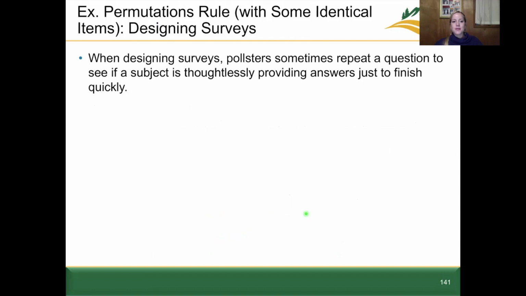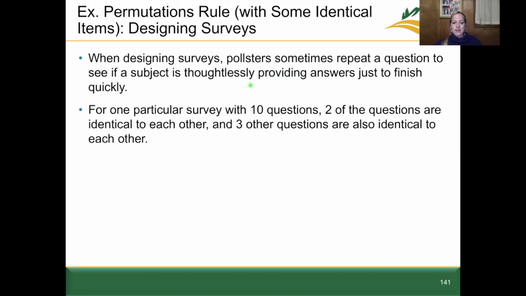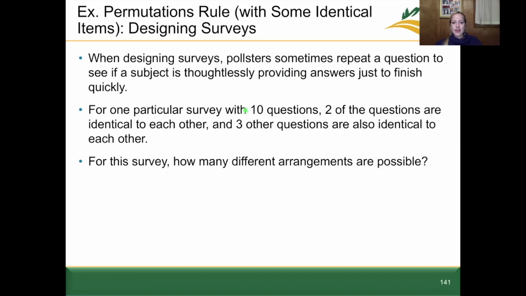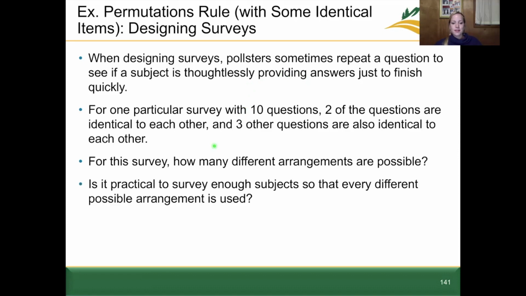For example, when designing surveys, pollsters sometimes repeat a question to see if a subject is thoughtlessly providing answers just to finish quickly. For one particular survey with 10 questions, 2 of the questions are identical to each other. 3 other questions are also identical to each other. Then we ask, for this survey, how many different arrangements are possible? And then, is it practical to survey enough subjects so that every different possible arrangement is used?